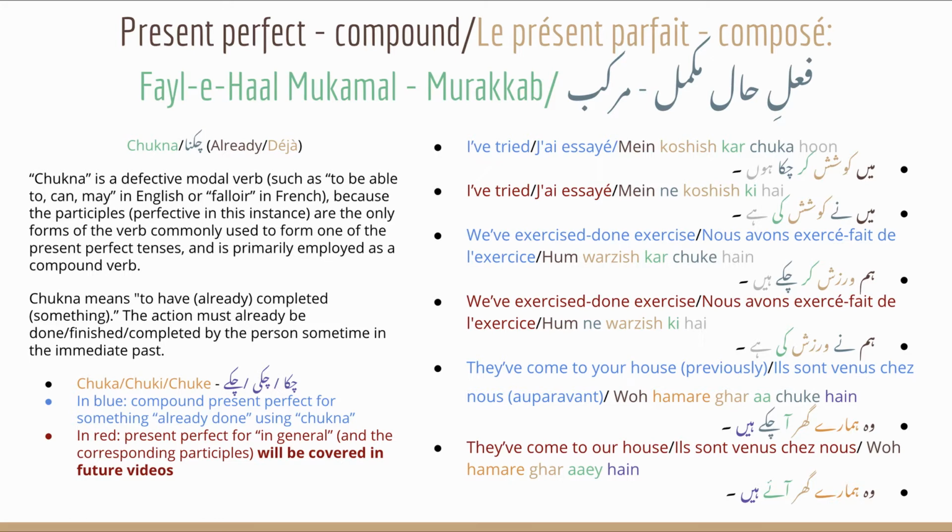The last one could mean two things. वो हमारे घर आए हैं meaning they've come to our house, like they are presently in our house. Or it can also mean that they have come to our house before. But as in English and also in Urdu, this sentence would be unclear. Whereas with the chuke hai, that is clear that they have come to our house previously.